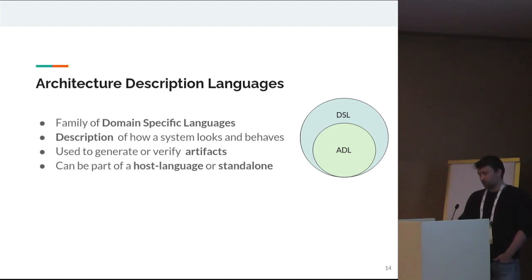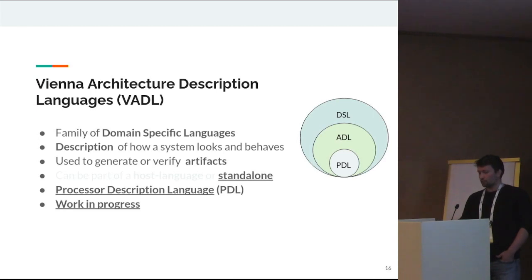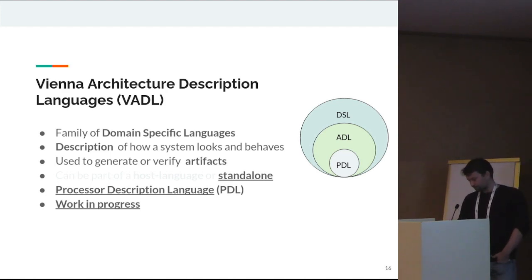And then there is this distinction between implementing it as part of a host language or have it as a standalone language. For our Vienna architecture description language, we chose the standalone approach, and it is a processor description language. So this is even a smaller part of the ADL family. So it is used to describe a processor. It is work in progress, and why did I highlight it? Well, it's very nice to have this macro system to test out different features we would like to have for our main language. So here, these two parts can play very well together and drive each other.